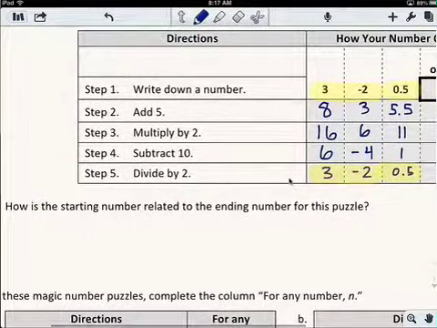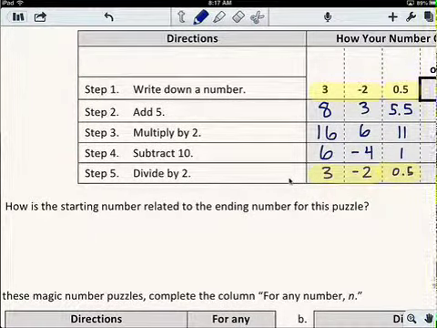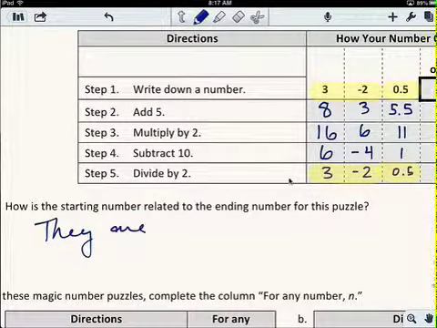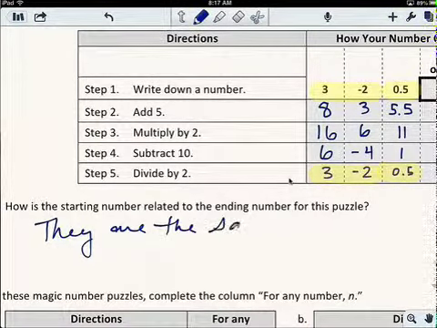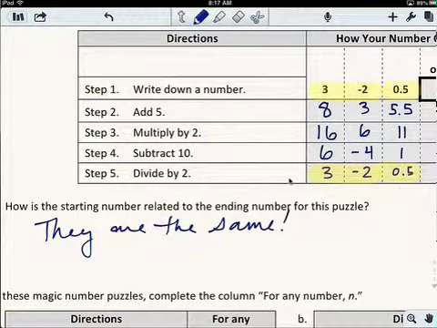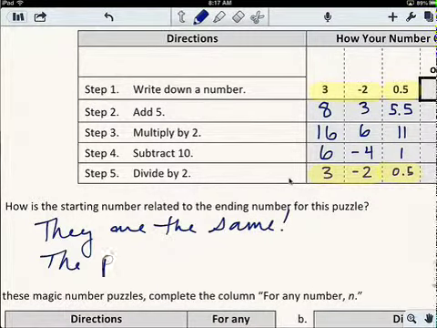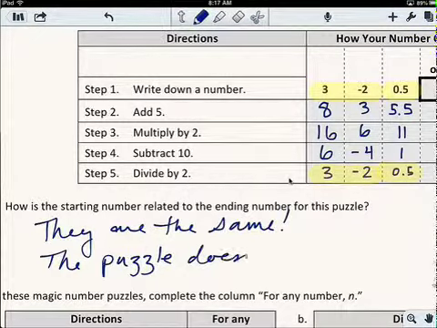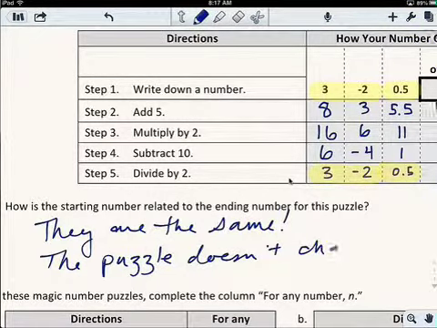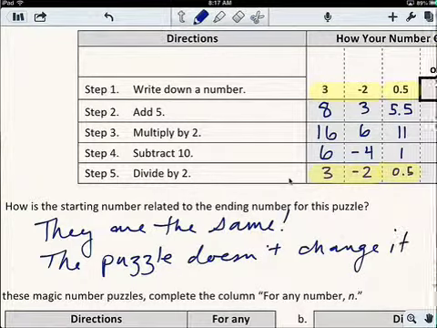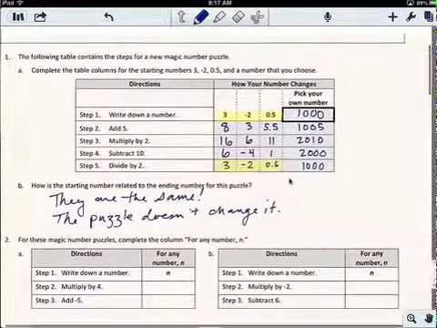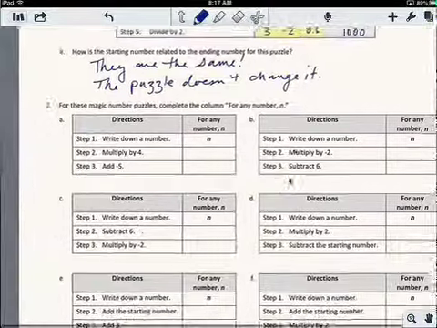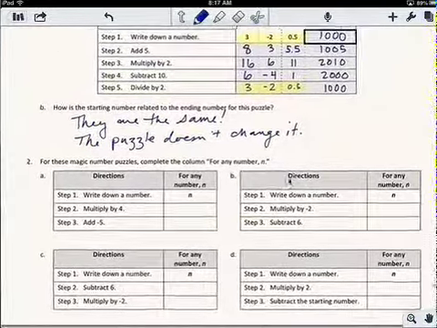So how is the starting number related to the ending number of this puzzle? They are the same. The puzzle doesn't change it. So there's problem 1, A and B totally done now. Let's look at number 2.